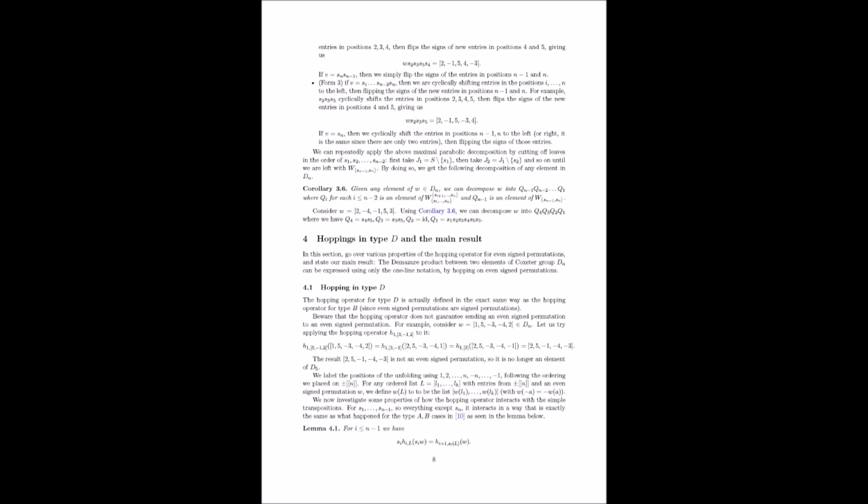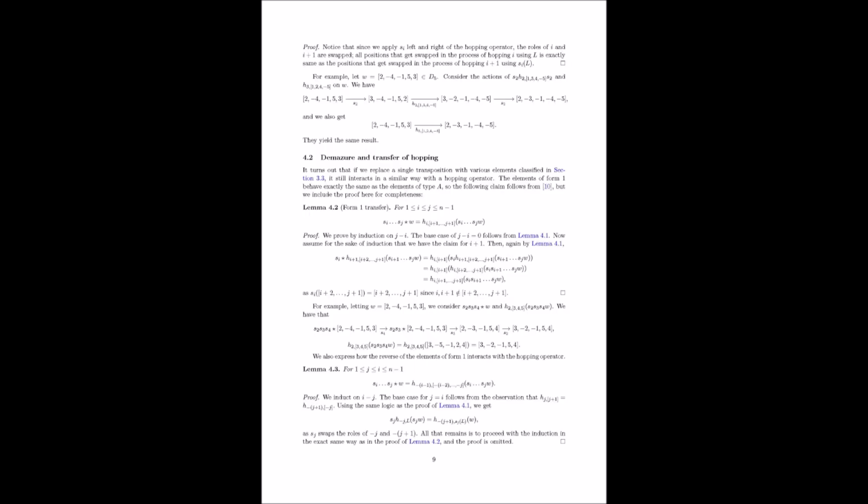That's right. The paper is called Demazure product and hopping in type D. And what's fascinating here is this idea of hopping. Instead of getting lost in notation, they use hopping operators and one-line notation to work with these products specifically for type D Coxeter groups. So it's like finding a hidden shortcut through a mathematical jungle.